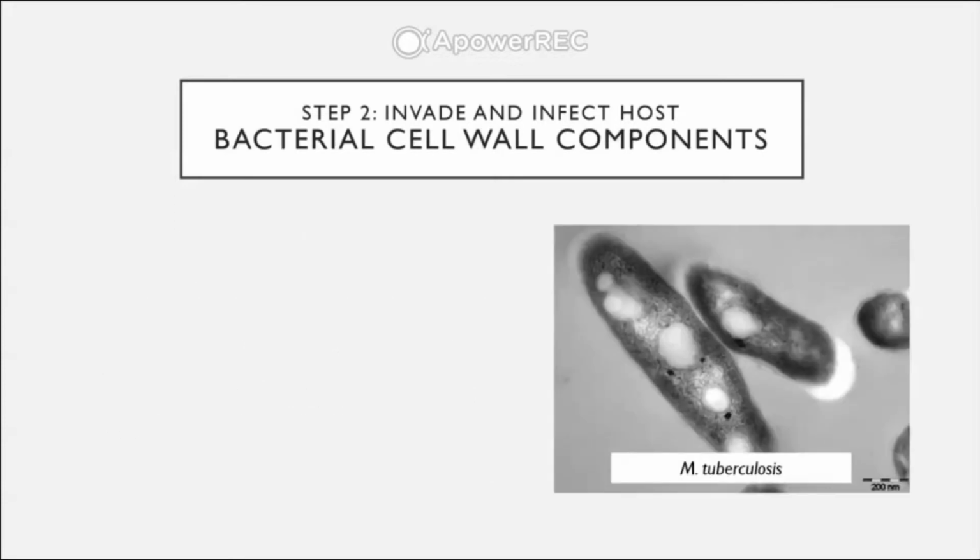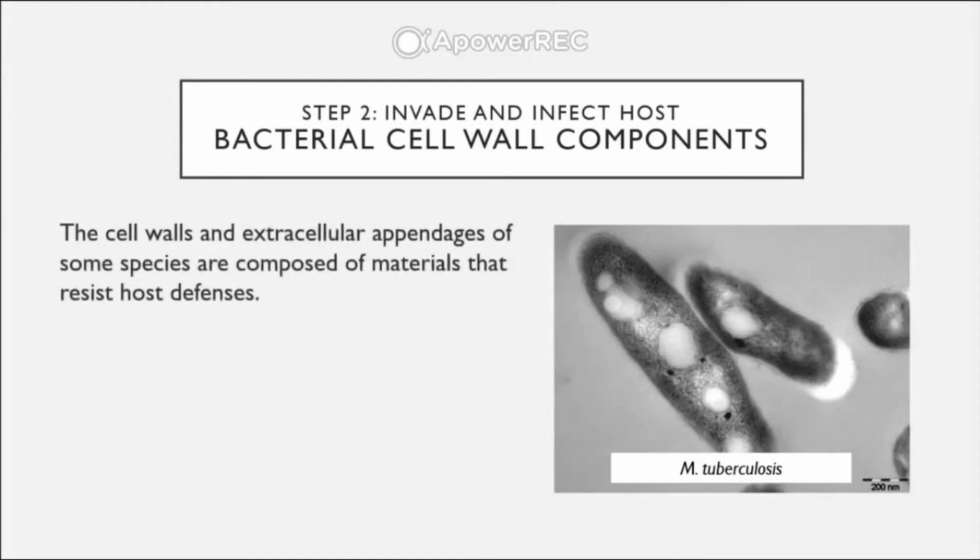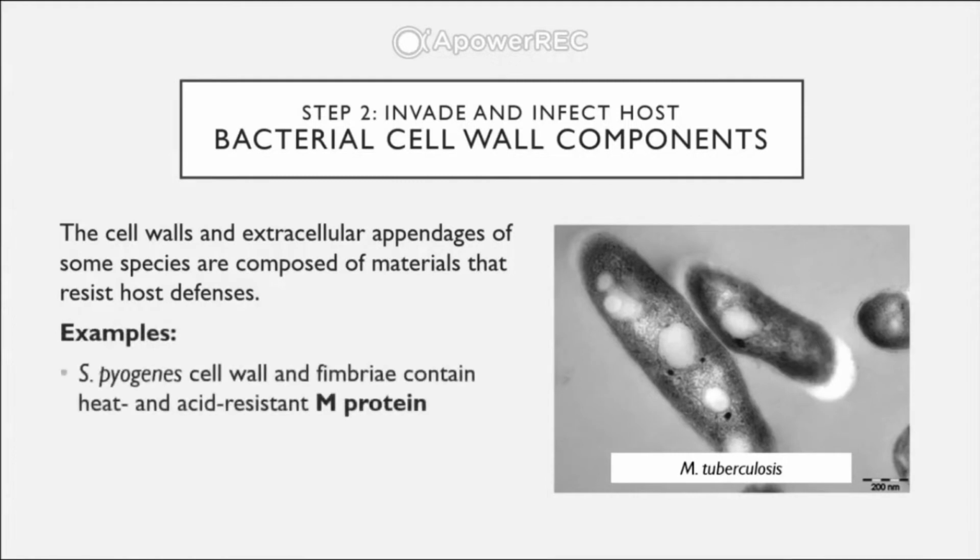Now we have some specific bacterial cell wall components to cover. So the cell walls and extracellular appendages of some species are composed of materials that resist host defenses. Examples of these include S. pyogenes, which has a cell wall and fimbriae that contain heat and acid resistant M protein.